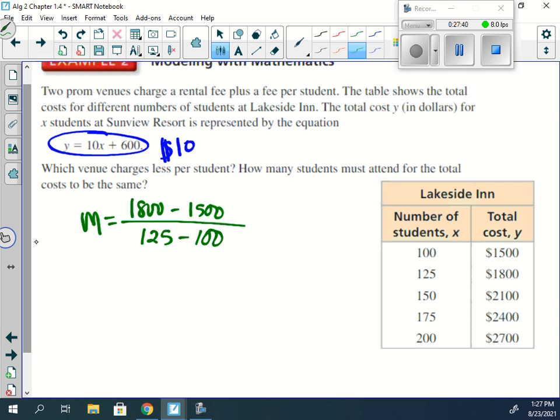I just grabbed the first 2 points, because it's just the first 2 sets. But because this is a constant amount, the amount that they charge per student will be the same no matter how many students. So we really could have taken any 2 points in this table, and it'd have given us the same value. Now we just need to simplify this here. Which is? So Lakeside charges how much per student? $12. So which one is cheaper?